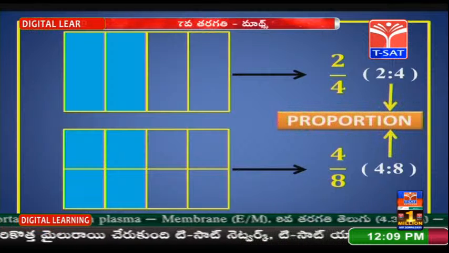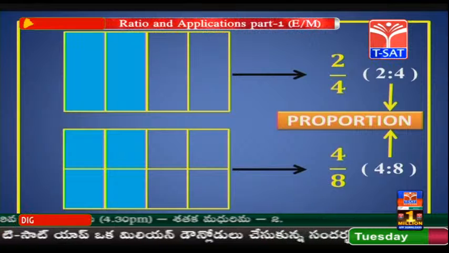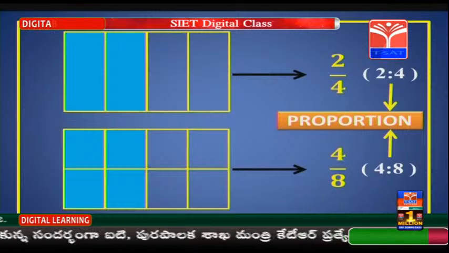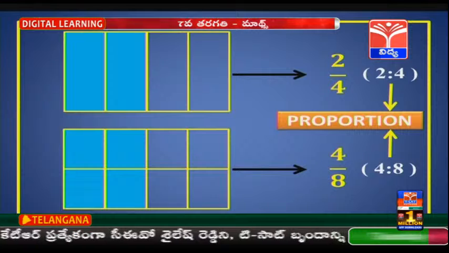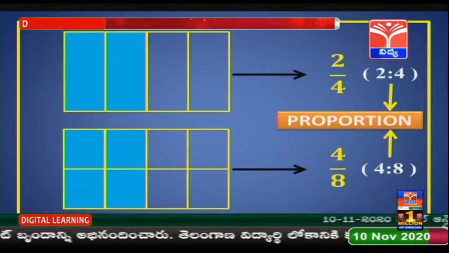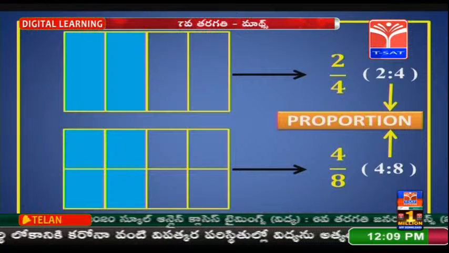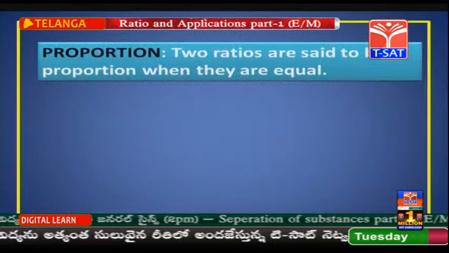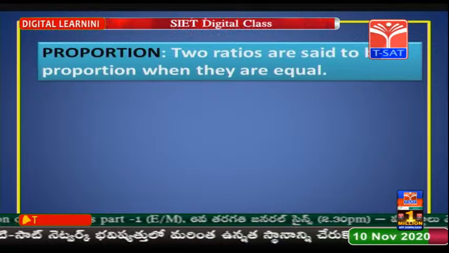Now, these two ratios, that is 2:4 and 4:8, are said to be in proportion. Why, children? Why are they said to be in proportion? Because these two ratios represent the same. Here you can see the area which I have shaded. Here 2 equal parts and here 4 equal parts, both are the same in area. So, they represent the same ratio. Now, how to define this proportion? Yes, 2 ratios are said to be in proportion when they are equal.